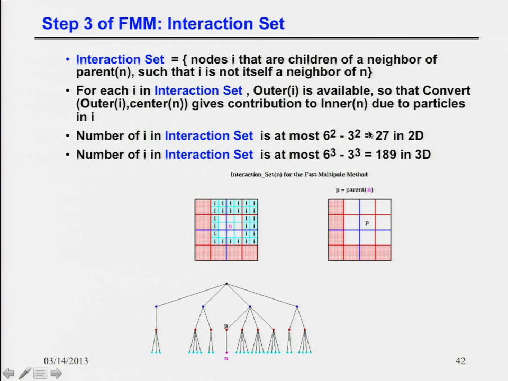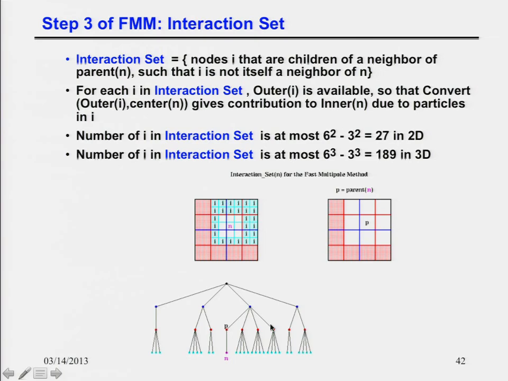And in 3 dimensions, this would be a 6 by 6 by 6 cube of little boxes, and I would be leaving out the 3 by 3 by 3 box of little neighbors, so it's still only a finite number. There are only 189 neighbors I have to do this for. It's still possible. And so here is a picture, and I've just described both pictorially and in the graph, who am I going to do the interactions with?